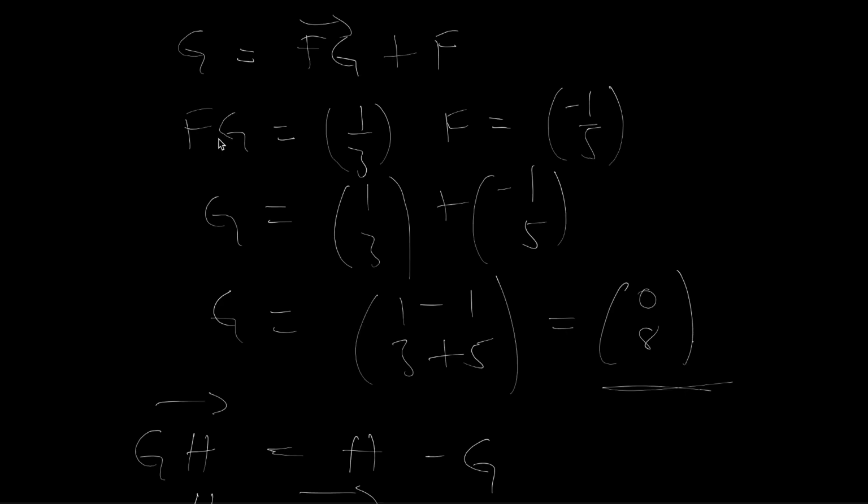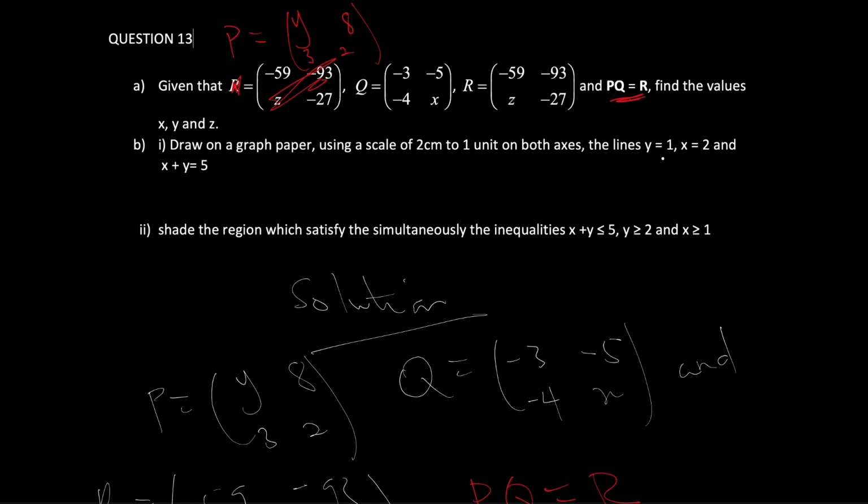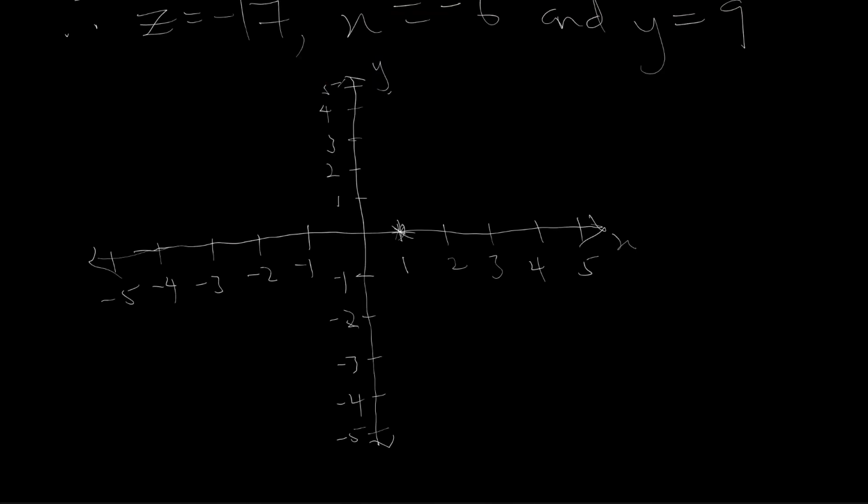So we are being asked to draw the lines y is equal to 1. So drawing the line y is equal to 1, we draw a line parallel to the y-axis. And drawing the line x is equal to 2, we draw a line parallel to the x-axis at 2.